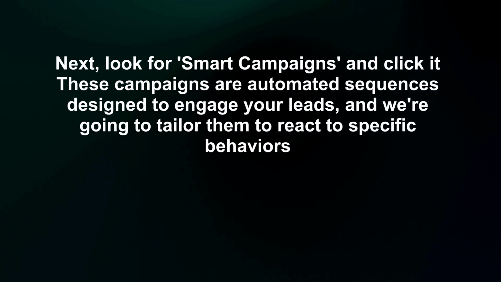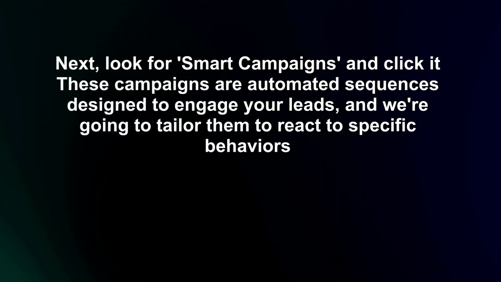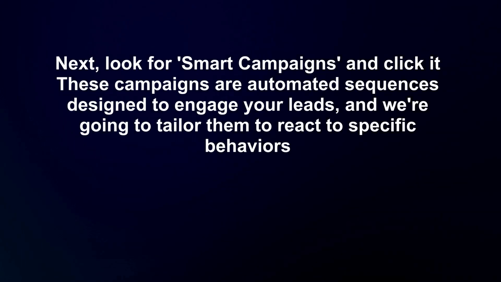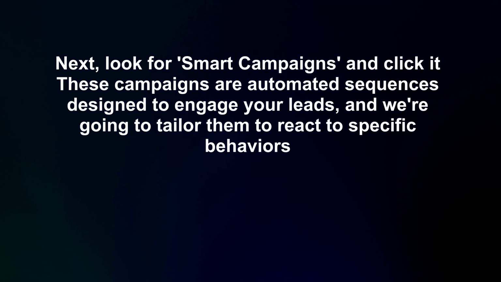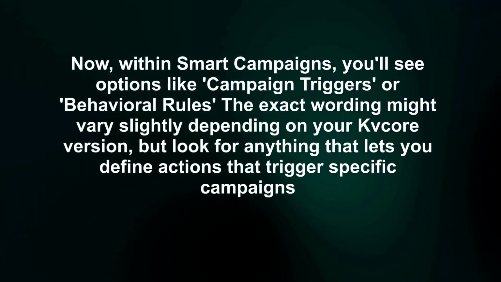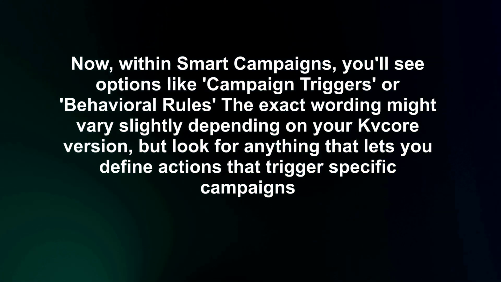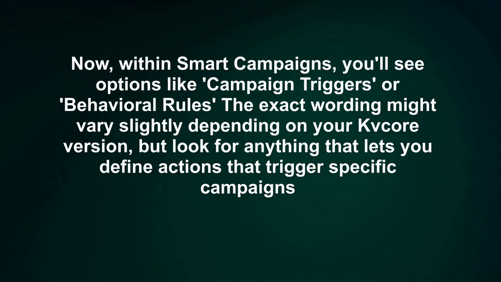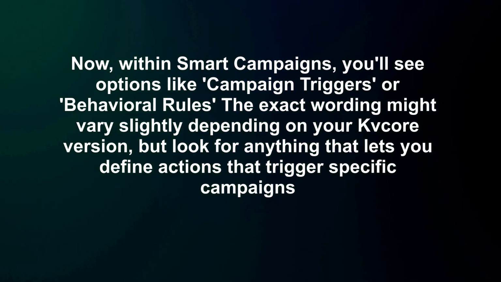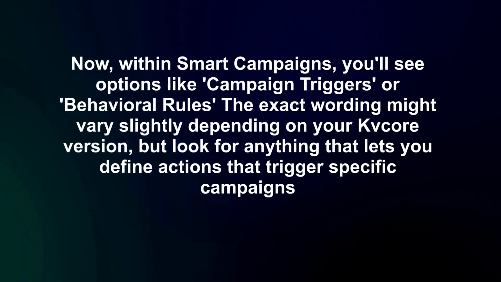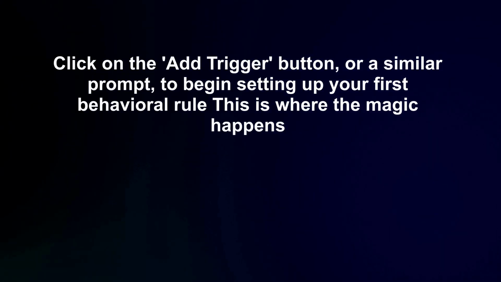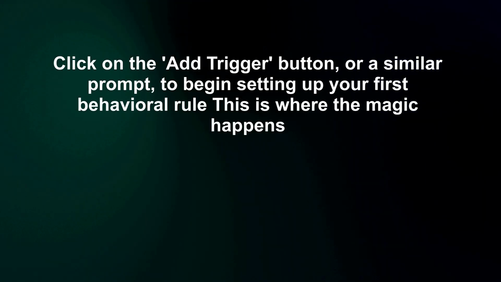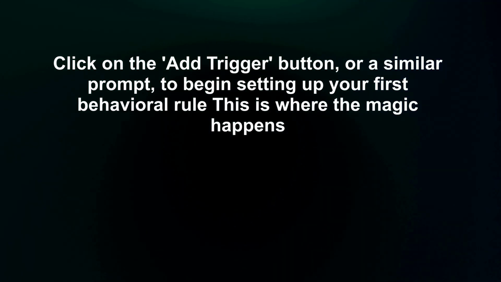Next, look for Smart Campaigns and click it. These campaigns are automated sequences designed to engage your leads, and we're going to tailor them to react to specific behaviors. Now, within Smart Campaigns, you'll see options like campaign triggers or behavioral rules. The exact wording might vary slightly depending on your Kvcore version, but look for anything that lets you define actions that trigger specific campaigns. Click on the Add Trigger button, or a similar prompt, to begin setting up your first behavioral rule. This is where the magic happens.